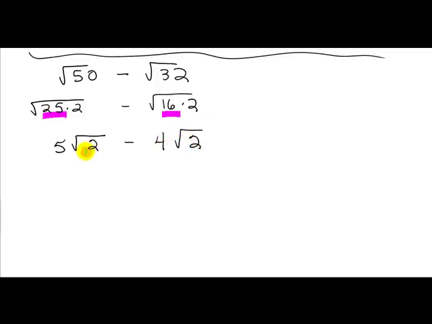Now we have like terms that we can put together. 5 minus 4 is going to give me 1 times the square root of 2. But we don't ever write that 1. It's understood that if I just have the square root of 2, it is being multiplied times that 1.